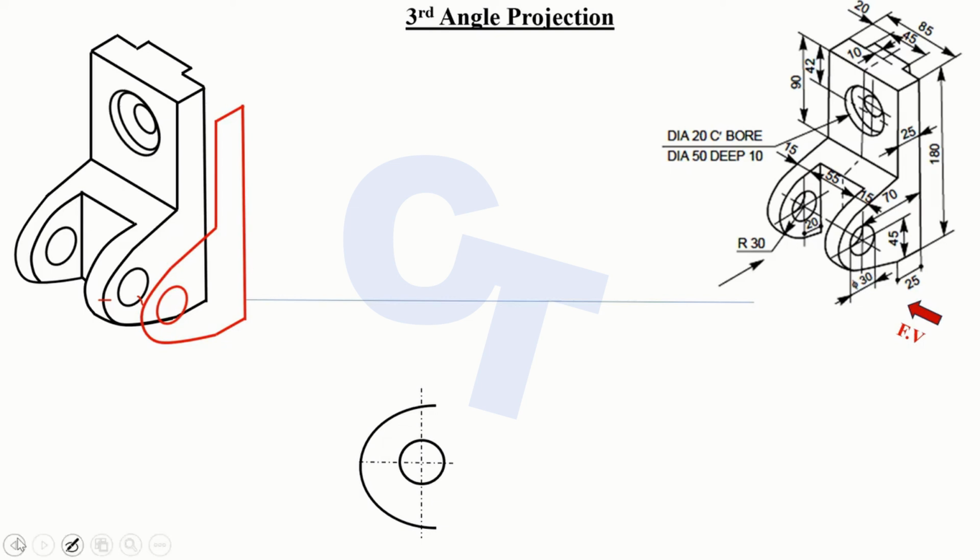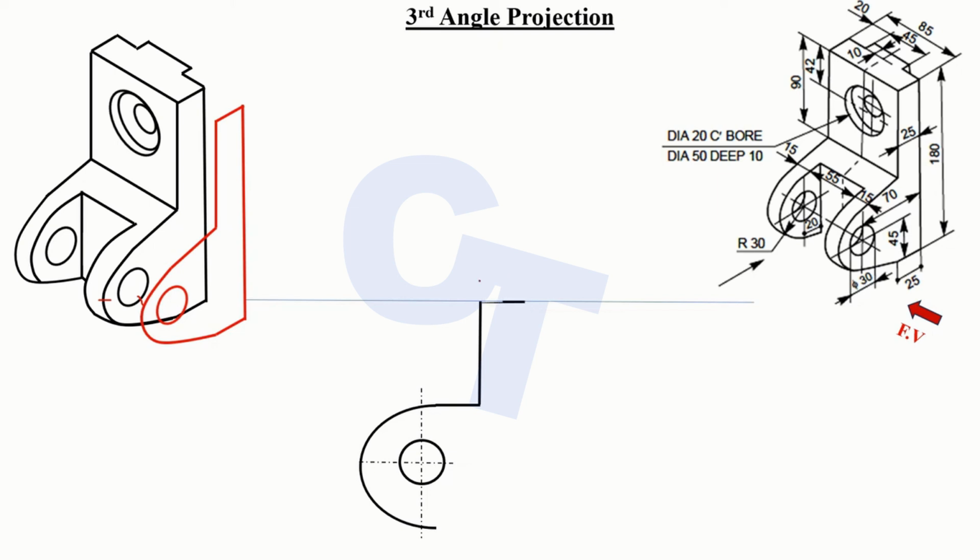Now you're going to take a ruler and measure a distance of 70 from here to here. After measuring a distance of 70, you're going to draw a line right here and connect that circle. And this line is the height. What is the height of this line? From here to here, it's going to be 180.